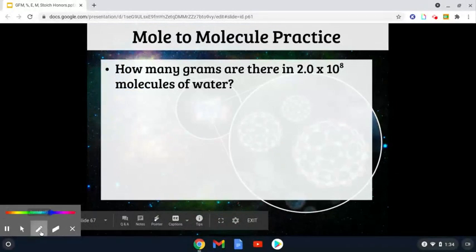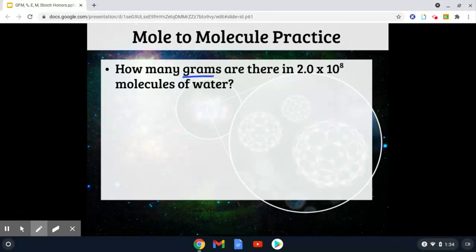Okay, this question is a little different. It says, how many grams are there in 2.0 times 10 to the 8th molecules of water? So we do not have a conversion factor from grams to molecules. It doesn't exist. But we do have a conversion factor from grams to moles, and then from moles we can convert into molecules. So let's write down what's given.